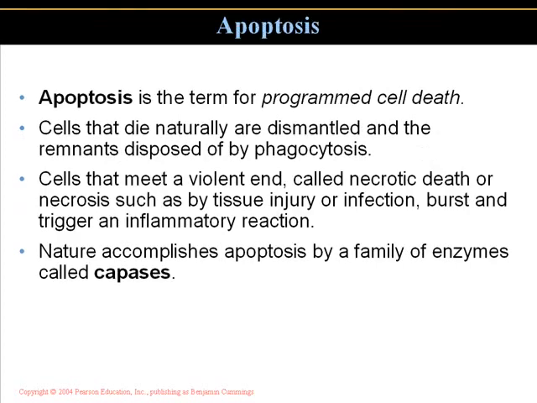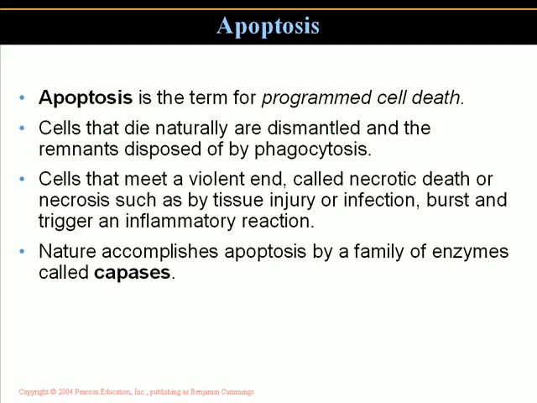Now, the term apoptosis, you're all familiar with as well. This is programmed cell death. Cells that die naturally are dismantled, and the remnants are disposed of by phagocytosis. Cells that meet a violent end, that sounds pretty cruel, but a violent end is called a necrotic death. Basically, blood supply or nutrient supply to a particular area of the tissue is cut off, and so that cell will die, and die a violent death. They spasm, they seize, and they burst open. So it's an ugly thing if you ever have to experience it. But basically, they will burst, and this bursting will cause an inflammatory reaction.